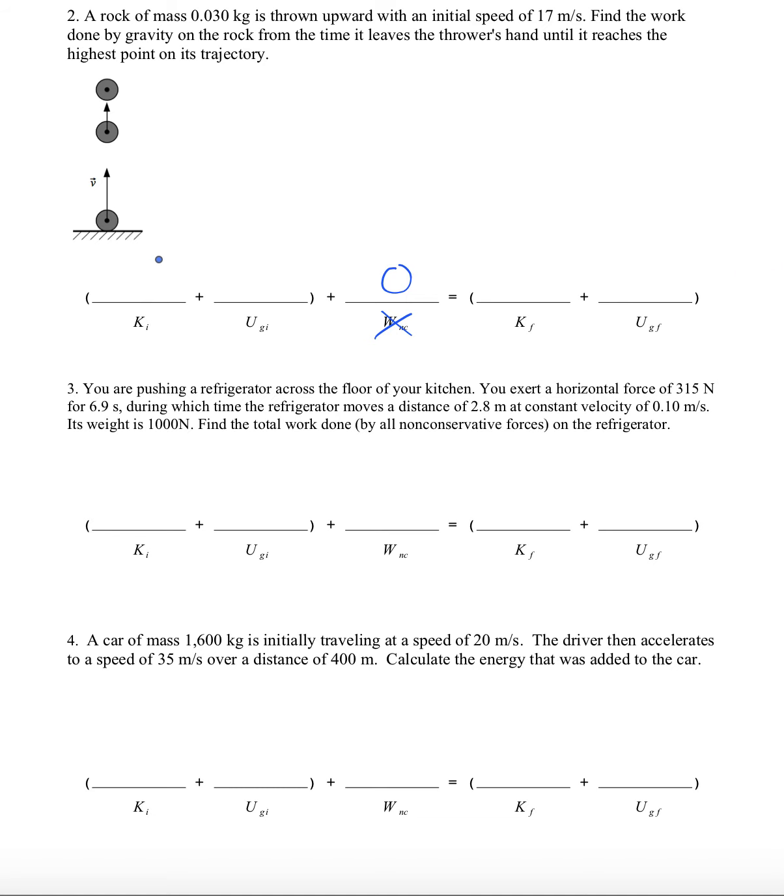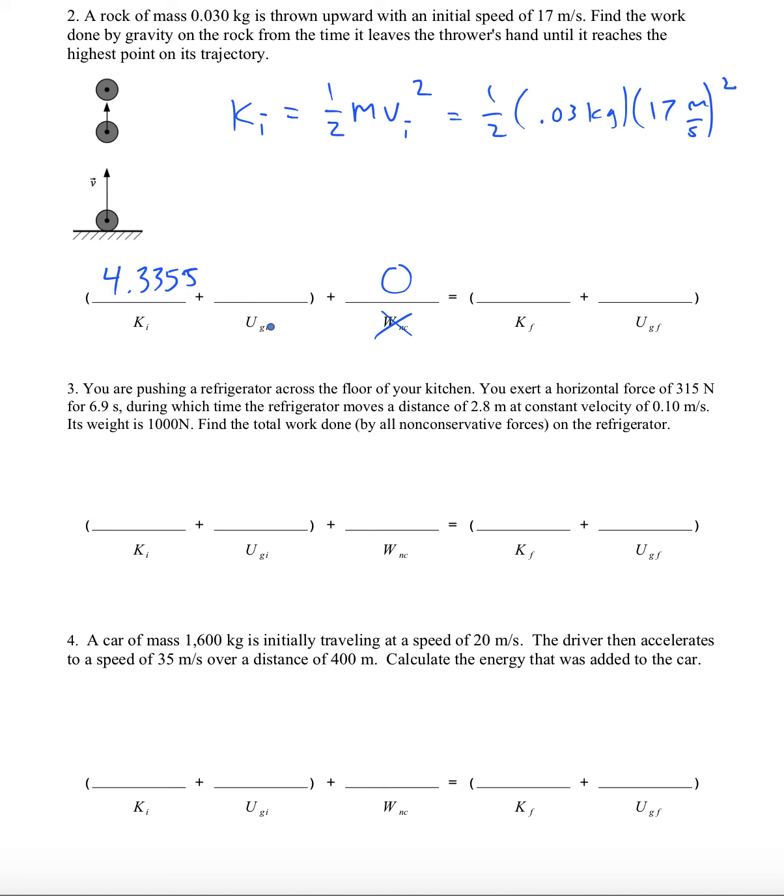So what's the initial kinetic energy that the ball has? Let's find that. 1/2 m v_i squared. It's going to be 1/2 times 0.03 kilograms times 17 meters per second squared. That's 4.335 joules. All right, that shows us how much initial kinetic energy the ball goes up with after it was thrown.